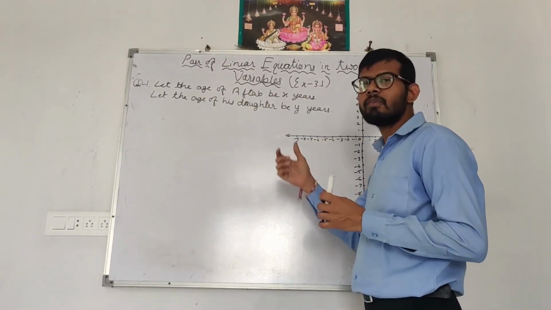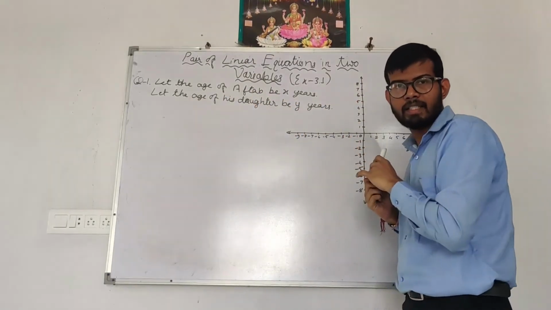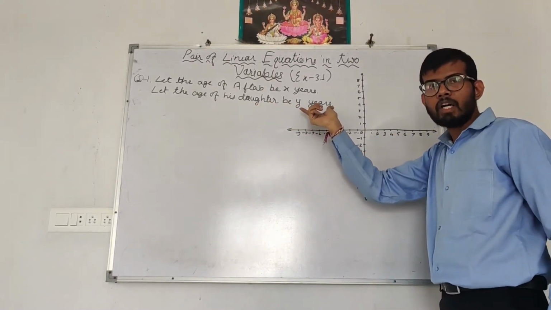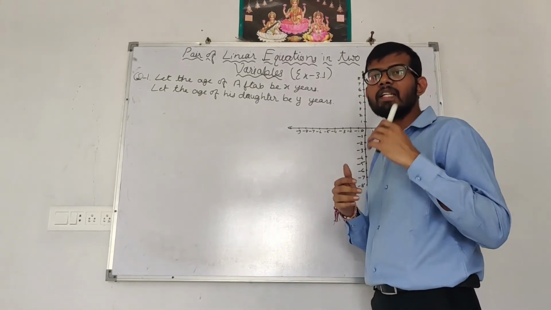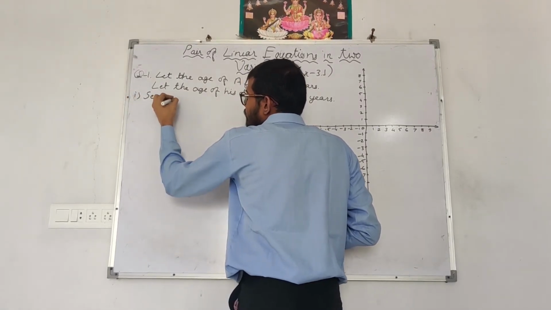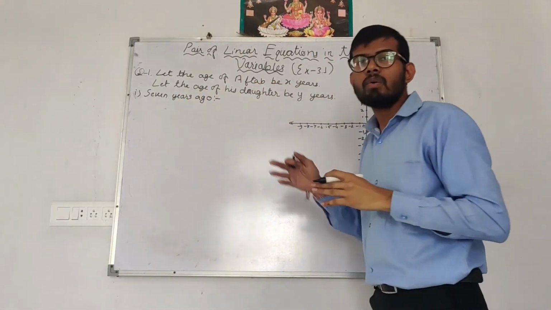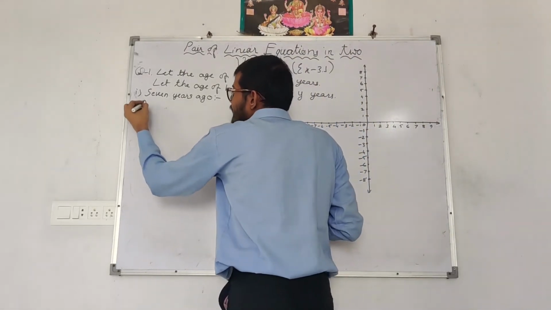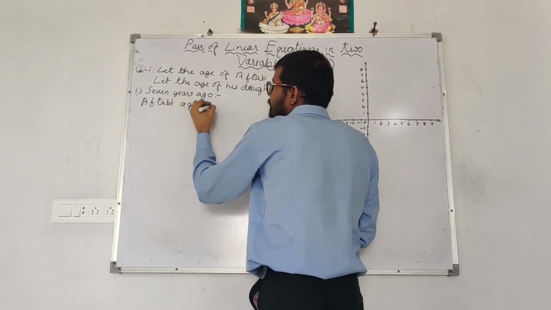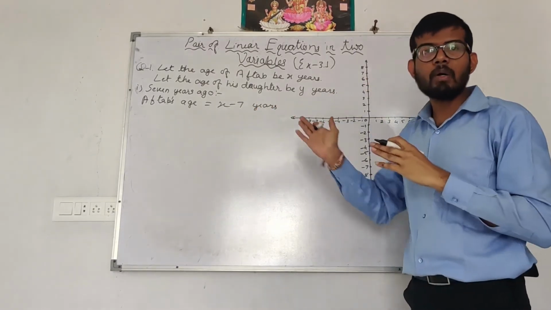Now, as in the question, the first name was Aftab, we will consider the age of Aftab to be x years. And his daughter's age will be considered as y years. Now, in the question it was given that 7 years ago. So the first statement we will write is 7 years ago. Now 7 years ago, what will be the age of Aftab? Aftab's age will be x minus 7 years, because we are talking about 7 years ago.